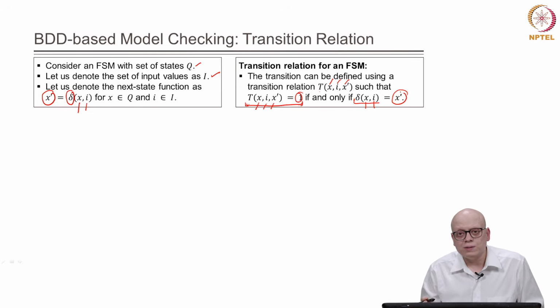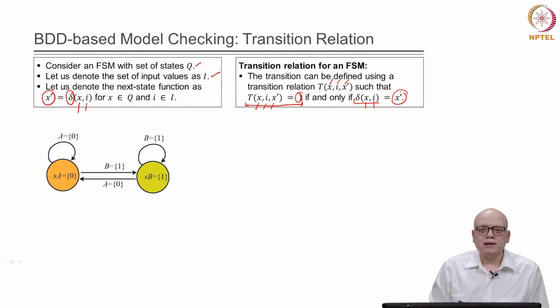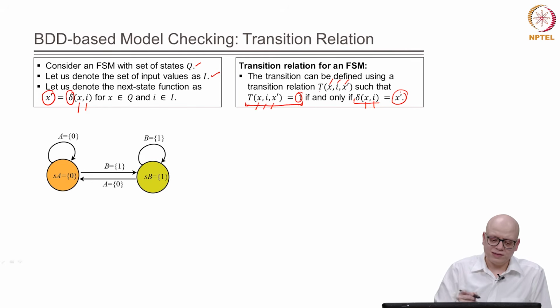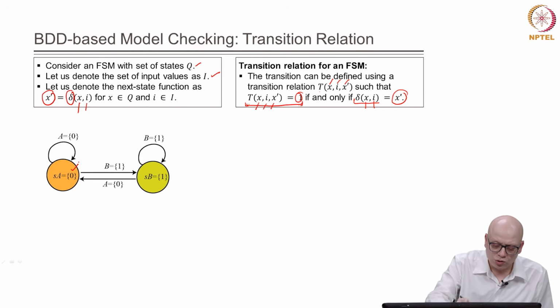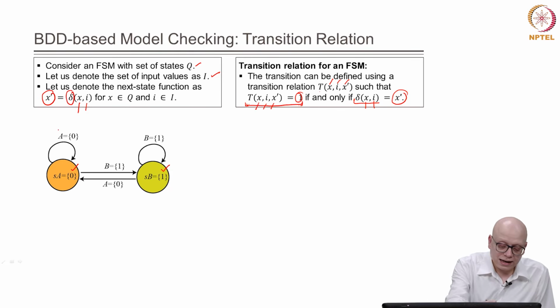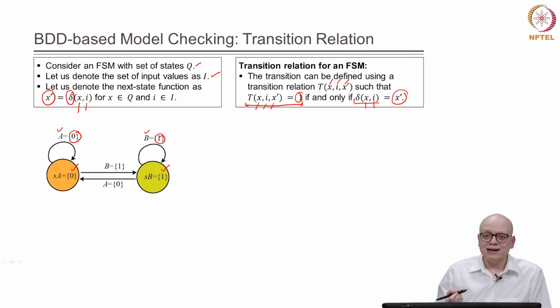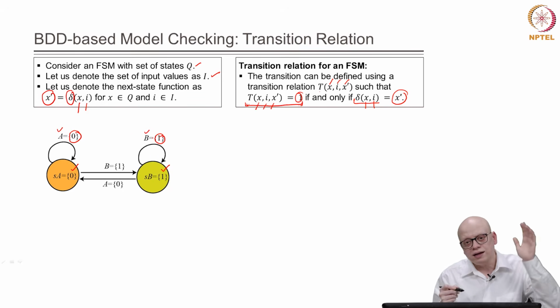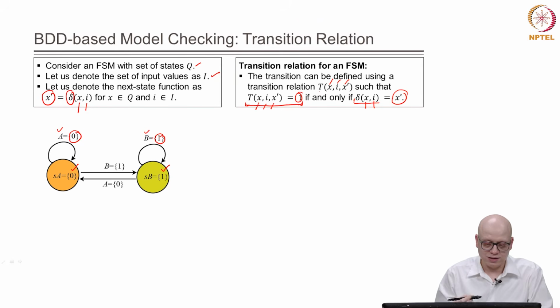So, let us take an example, then it will become more clear. Suppose this is our given FSM. This FSM has two states, S A and S B, which we represent as 0 and 1. And suppose there are two inputs, A and B, where we denote A as 0 and B as 1. For the sake of clarity, we have not shown the output function. We are just showing the transition given the current state and the input, and how the next state is reached, right.